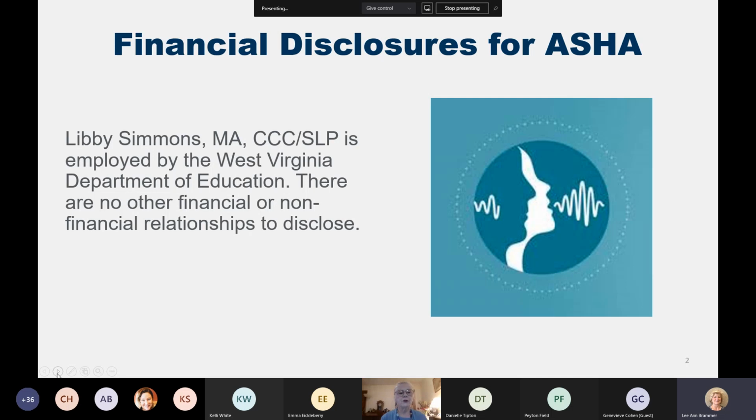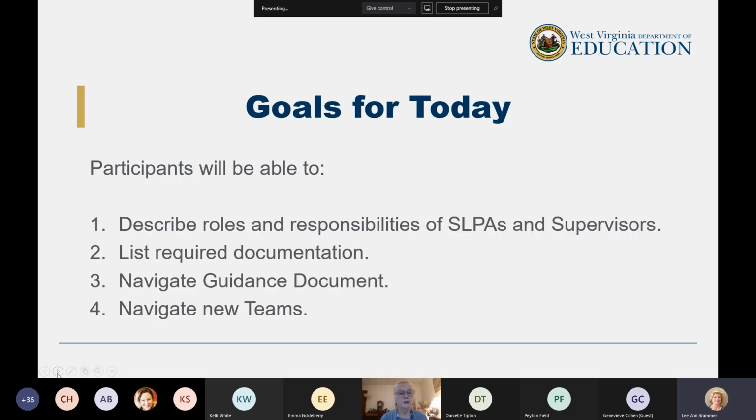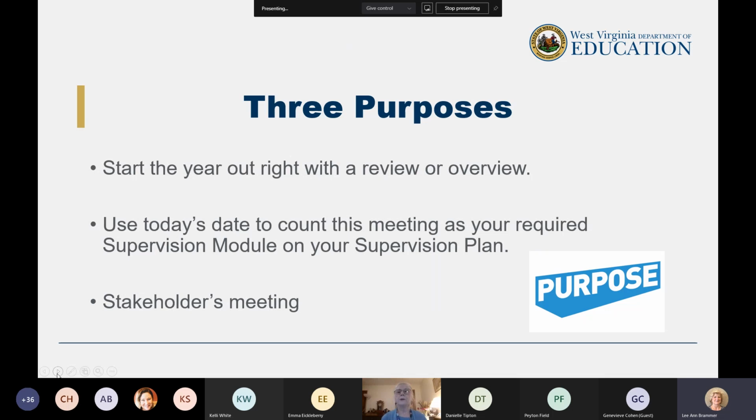All right, let's go to the goals for this session. We have several. Hopefully by the end, you will be able to describe your roles and responsibilities, list the required documentation, navigate the guidance document, and navigate our new teams. All right. Then we have three purposes. So we have a lot to accomplish in a short amount of time.